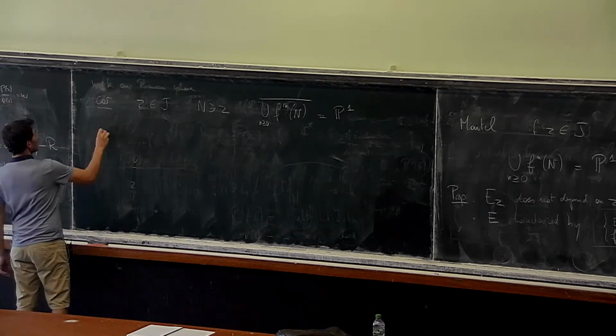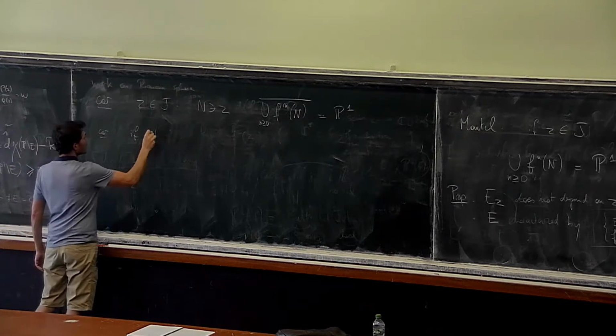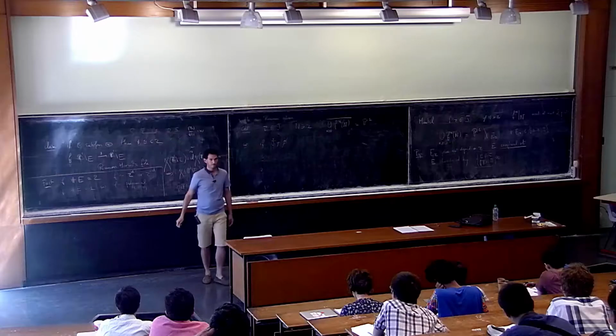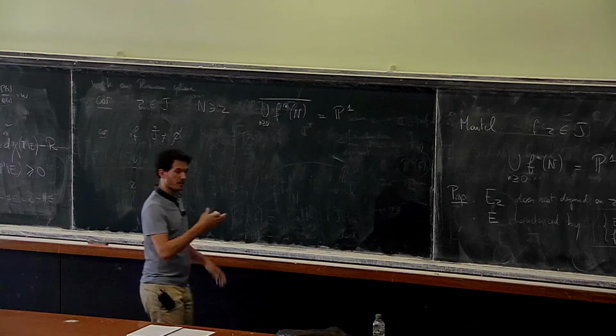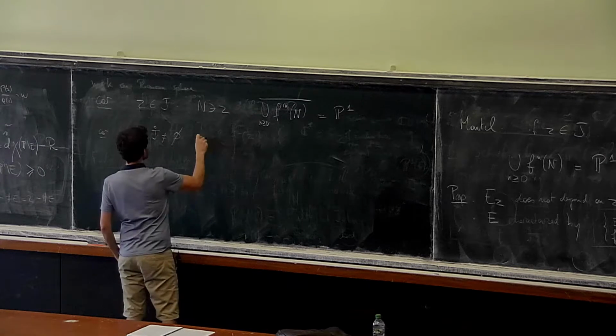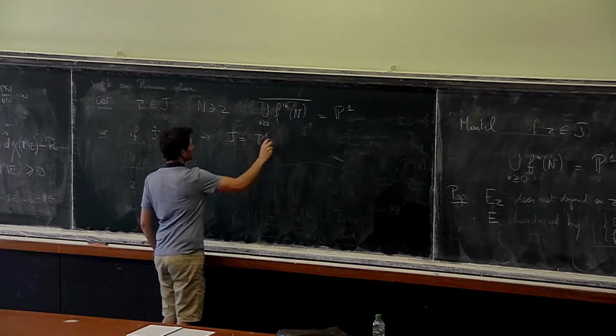And also an interesting corollary is that if the interior of the Julia set is non-empty, so remember the Julia set is a closed set and the Fatou set is an open set. If the interior of the Julia set is non-empty, then actually the Julia set is equal to the sphere.